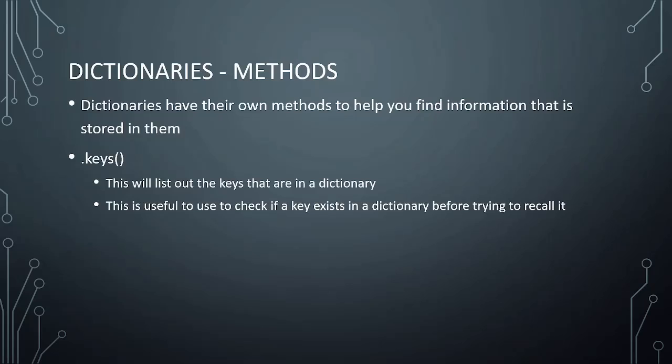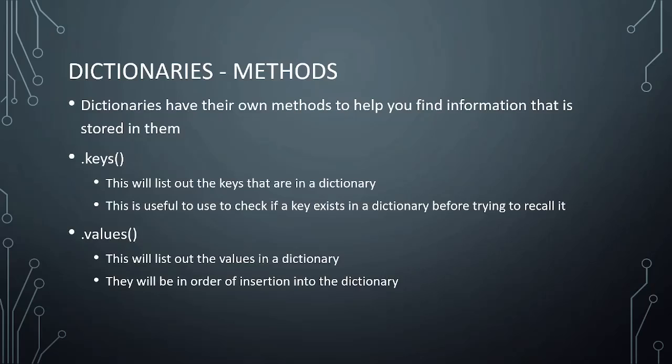The second method we're going to look at is the values method. And this one, like the keys method, just lists out all the values that are in a dictionary. These will be ordered in the way that the dictionary was created. It won't be in ascending or descending order. It'll just be the values that you have. Let's go over to PyCharm and see how these methods work.